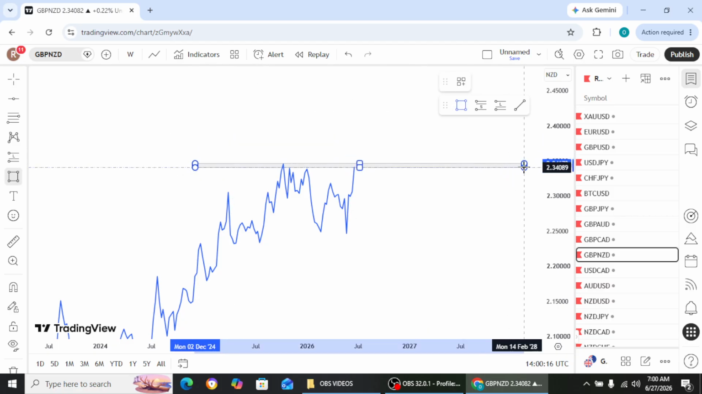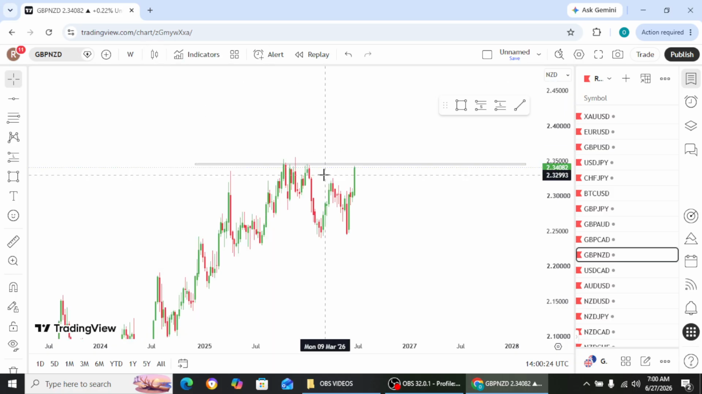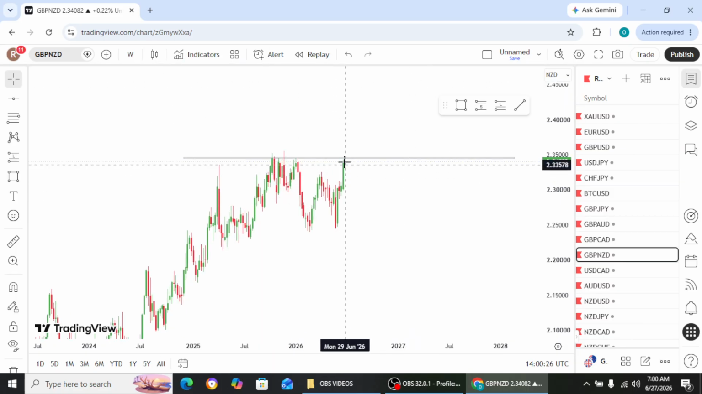Now, this is the structure. Let's try and get resistance for this pair. Now, that's the resistance. And so this is what we are doing now. Don't be deceived with this strong bullish move. The next candlestick might even engulf the whole bullish move.